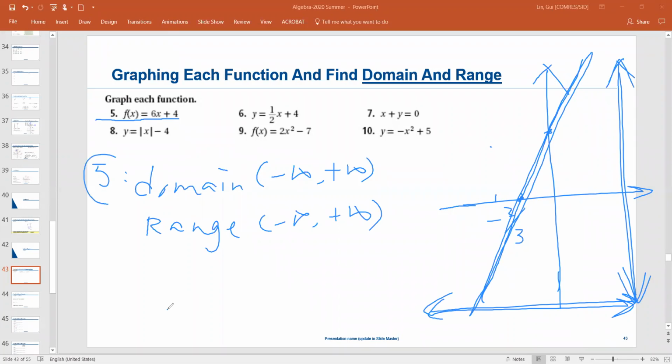So that's for number 5. Number 6 is the same, they are linear lines. Number 7 is the same, they are all linear lines. A linear line always looks like this, right?